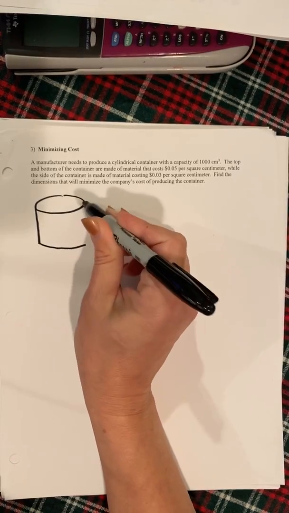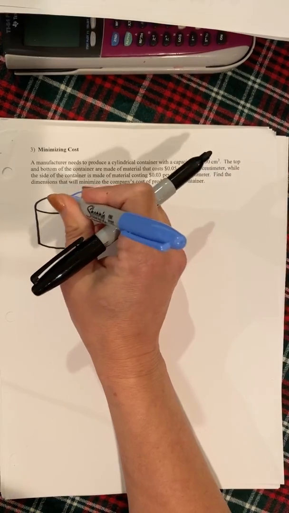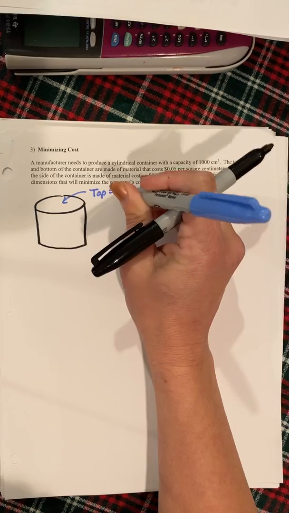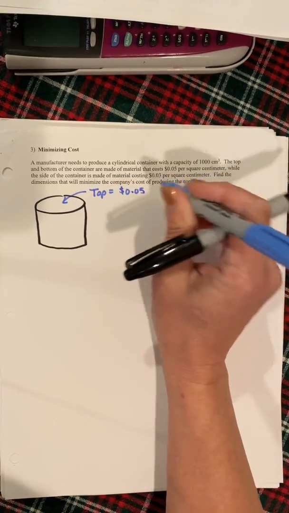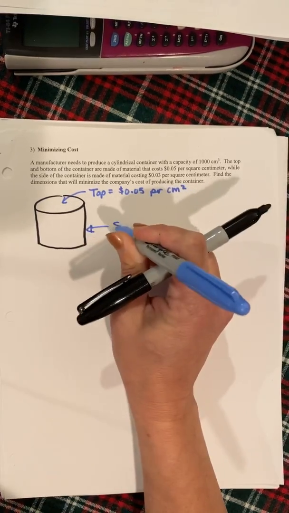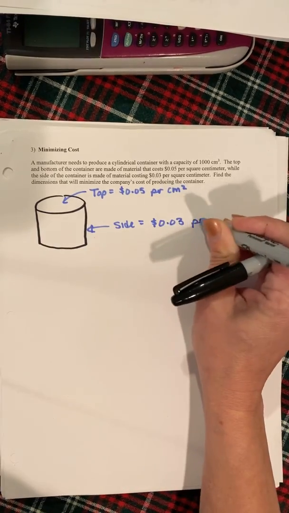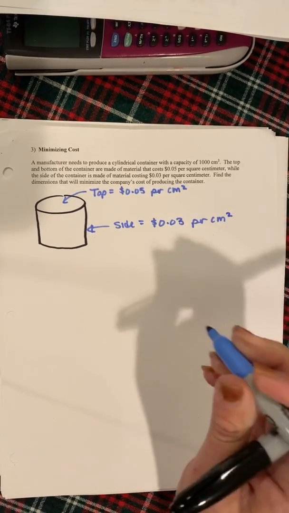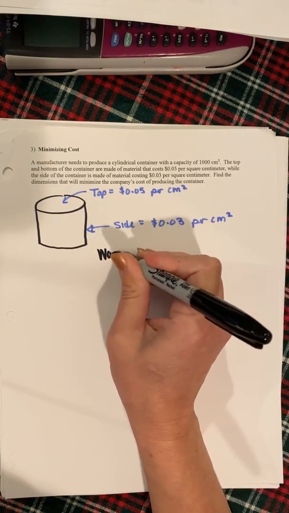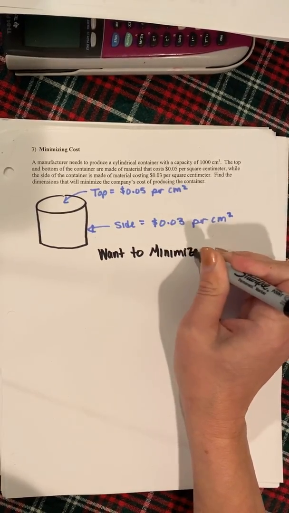All right, so we have our can. The top is 5 cents per centimeter squared, and then the sides are 3 cents per centimeter squared, right? And we want to minimize the cost.